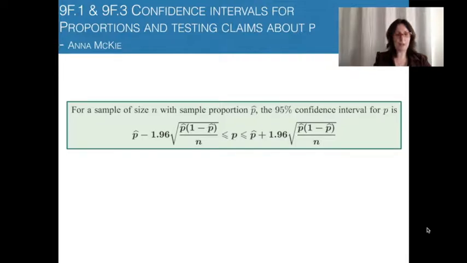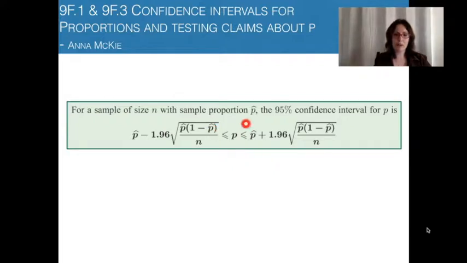In this video we're looking at confidence intervals for proportions, and also combining that with testing claims about P, the true population proportion. Here's our official formula for a confidence interval. If your sample proportion is P hat, which is the equivalent of X bar in normal statistics, here's our confidence interval. I encourage you to look back at my video on confidence intervals, even though it's for the normal distribution, because it'll give you a big background as to how this formula is derived.